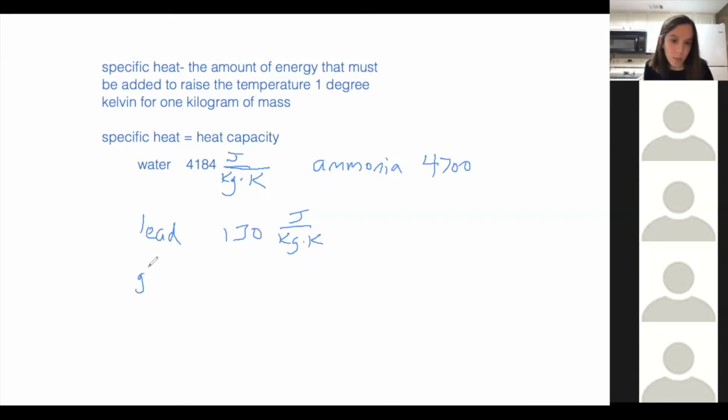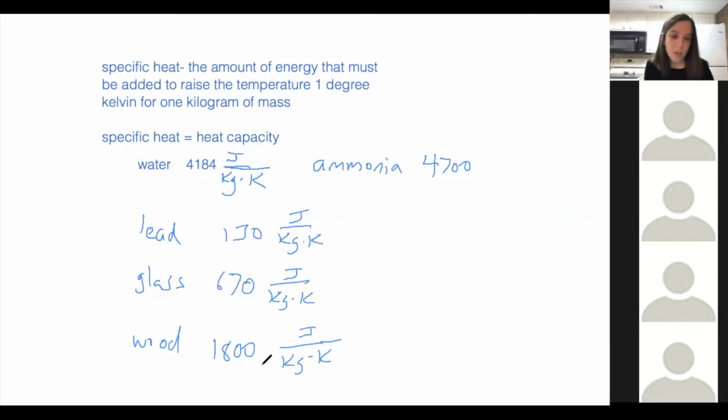Looking at another example, glass is in between lead and water. Glass does rise in temperature, but not as fast as metal would. Glass is 670 joules over kilograms times Kelvin. Wood is in between those at 1800. So wood will not rise in temperature as quickly as glass or metal would, but it would rise faster than water would.